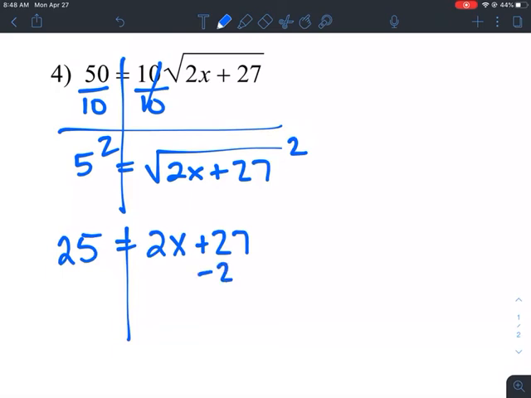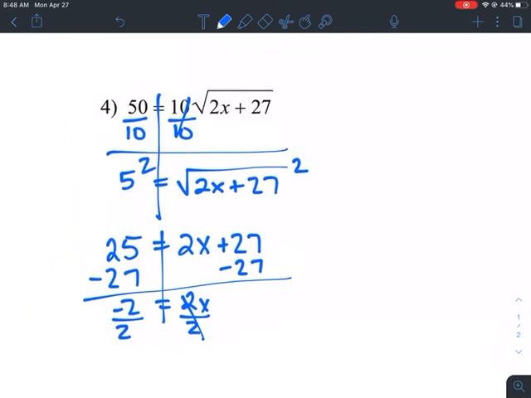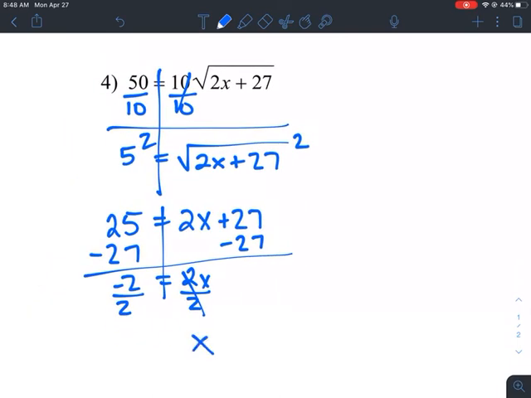Get x by itself. So the opposite of adding 27 is subtracting 27. So I end up with 2x equals negative 2. And then to get x all the way by itself, I divide. So x is going to be negative 1 in this case.